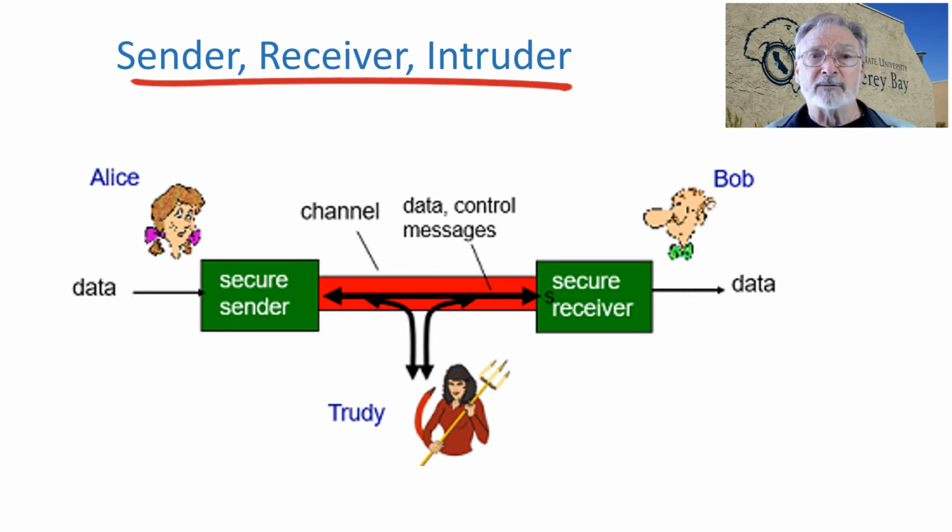Alice and Bob, who want to communicate securely, and Trudy, who wants to intercept and/or tamper with their communication. Now, Alice and Bob and Trudy don't have to be people. They could be machines, such as computers and other devices.